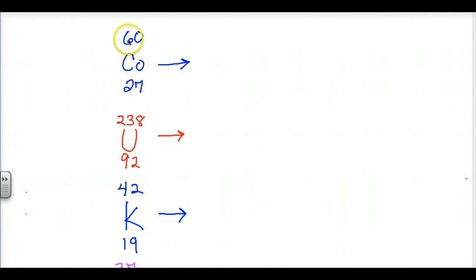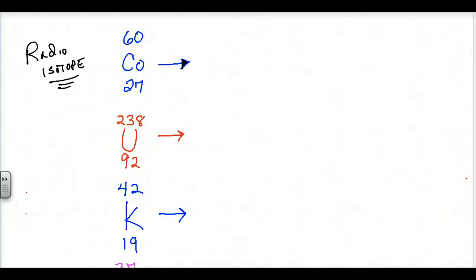So we'll start with cobalt-60. It's a radioisotope. Radioisotope means that it is an isotope of cobalt that is unstable. And radioisotopes, or radioactive isotopes, or unstable isotopes of cobalt or any other element that we use in this course, are listed in Table N.